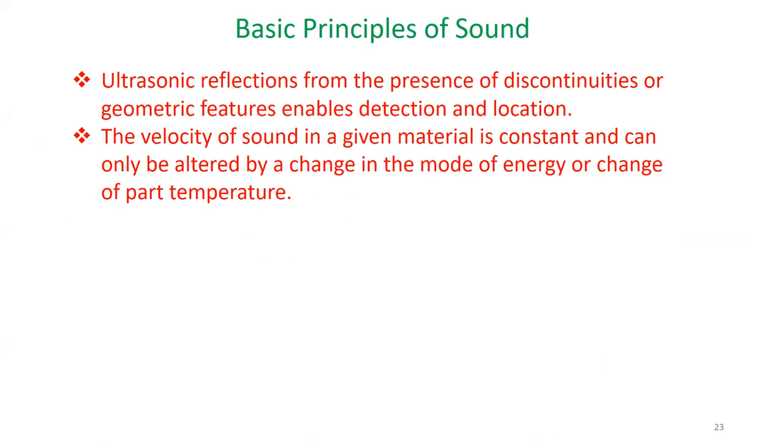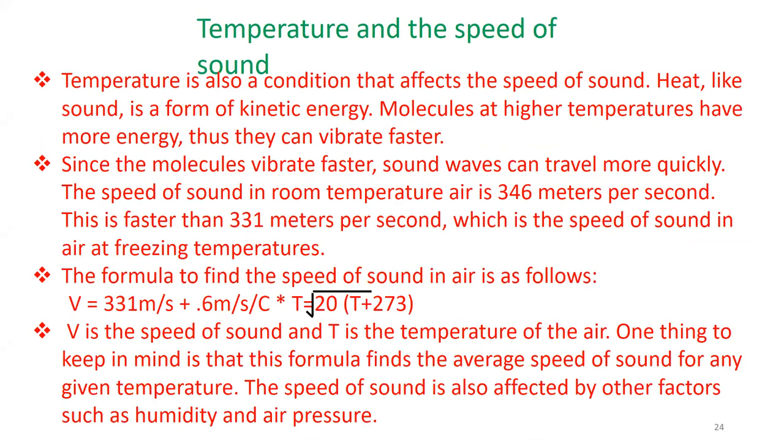The velocity of sound in a given material is constant and can only be altered by a change in mode of energy or a change in temperature. Temperature is also a known condition that affects the speed of sound. Like heat, sound is a form of kinetic energy. Molecules at higher temperature have more energy, so they can vibrate faster. Since the molecules vibrate faster, sound waves can travel more quickly.